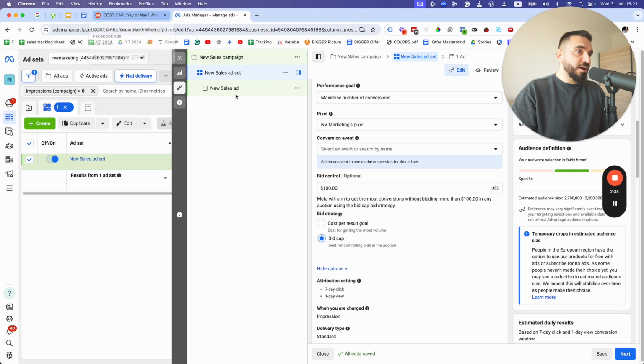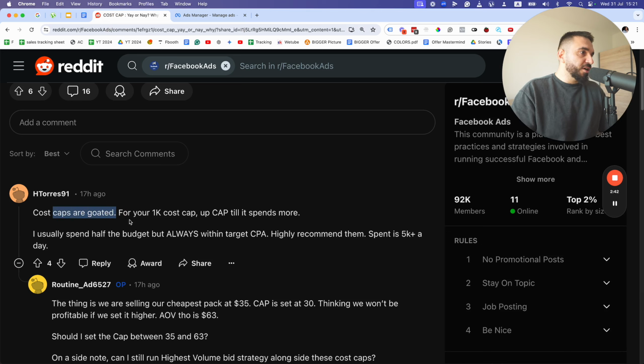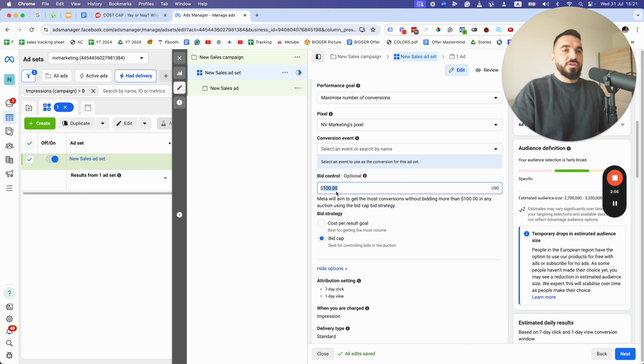Now let's see what other guys are saying. Cost caps are goated, for your 1K cost cap, till it spends more. So basically, this guy says he should increase the cost cap the way I showed you, so he could spend more. For example, what I do once I start my campaign, I'll start the bid control at very low. I'll start at a situation where I can afford it, and I'll increase it if the budget is not spending. Keep in mind that if you use bid control, in most of the cases, budget won't be spent. So what you need to do would be to increase the bid cap.